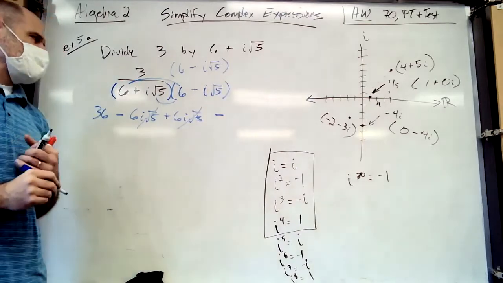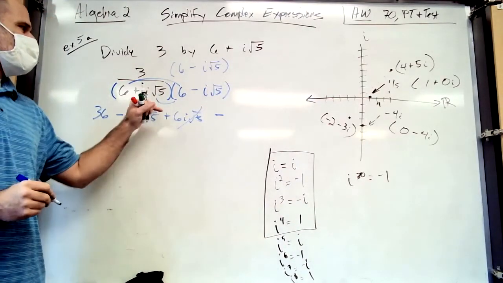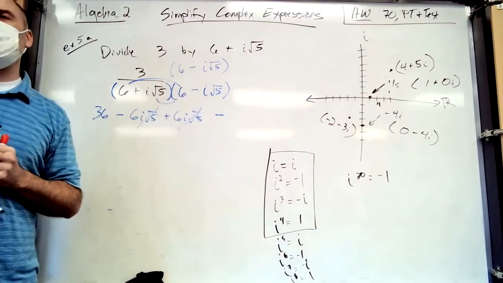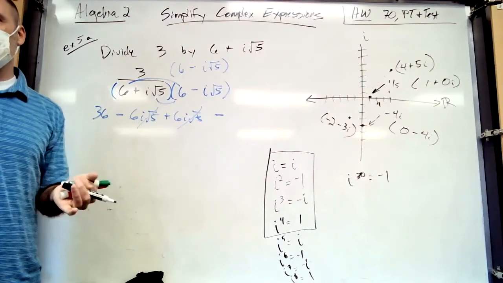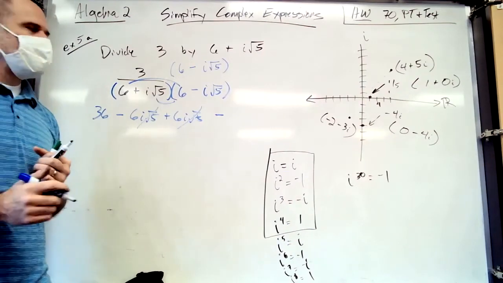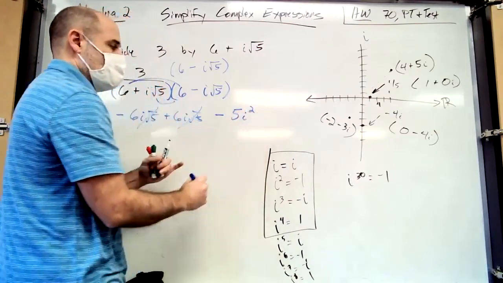Positive times a negative is negative. What's i radical 5 times negative i radical 5? Well, doesn't radical 5 just equal 5? Okay, but then the negative i, so it's a negative.